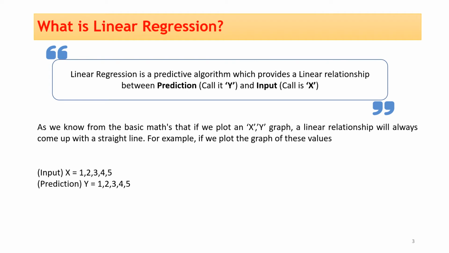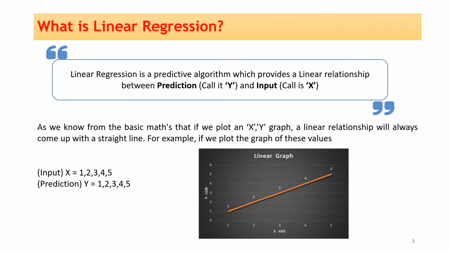As we know from the basics of maths, if we plot the graph of x and y, then a linear relationship always comes as a straight line. For example, suppose the inputs x equal 1 2 3 4 5, and the predictions y also equal 1 2 3 4 5. If we observe the input and predictions, x and y, then we get this graph.